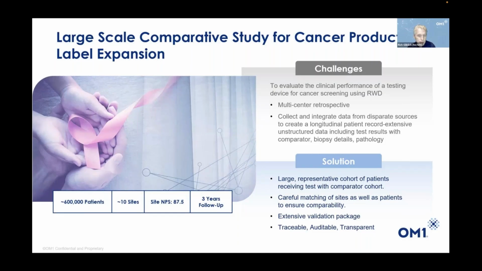And what is most interesting, I think, is the site NPS score. What is the site NPS score telling us? Well, the Net Promoter Score for sites is really telling us how happy the sites were with the program. For those of you familiar with a Net Promoter Score, a score of 20 or above is considered pretty good. When you get above 70, it's incredibly good.